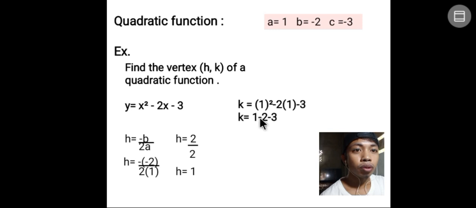1 minus 2 is equal to negative 1. Then minus 3 is equal to negative 4. So our vertex h and k is equal to 1 and negative 4. And it can be written as x and y: x is equal to 1 and y is equal to negative 4.